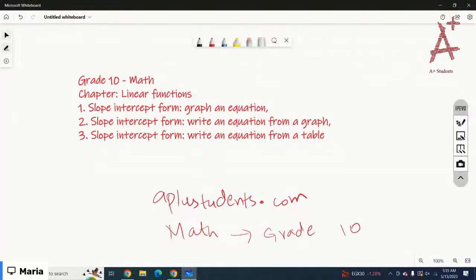There you can find a list of the chapters. We're going to start with the chapter linear functions. The lessons we're going to cover today are slope intercept form graph and equation, slope intercept form write an equation from a graph, and slope intercept form write an equation from a table. So let's just start with the first lesson.